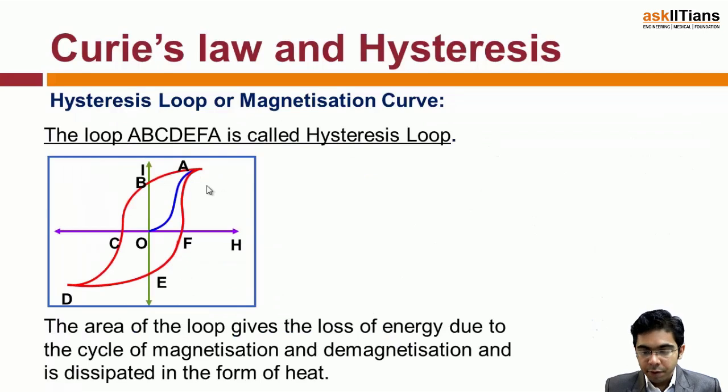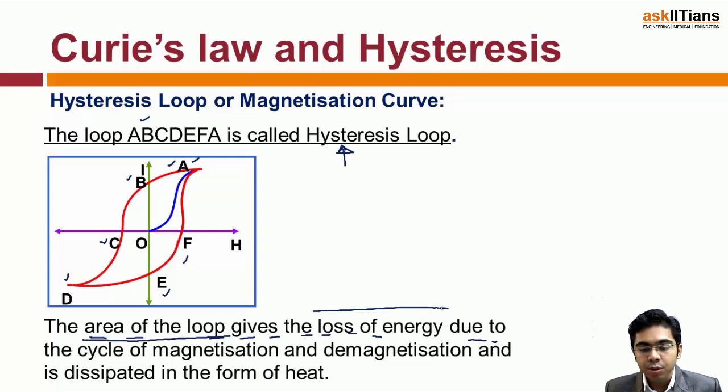So the loop A B C D E F A is the hysteresis loop, and the area of the loop gives the loss of energy due to the cycle of magnetization and demagnetization, and it is dissipated in the form of heat. This should be kept in mind. The area of the loop gives the loss of energy. This is a very important thing.